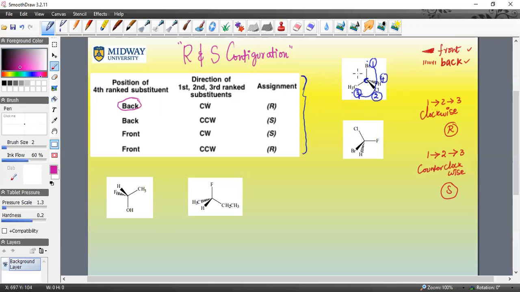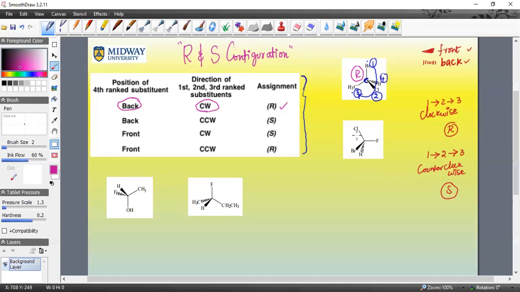And what is the rotation? What is the sequence of 1, 2, 3, whether it's clockwise or counterclockwise? 1, 2, 3 is clockwise, right? That's what we have here. So the assignment is R. Okay, since this is the first time, many of you, I assure, have looked at this, you may have to look at it more than once, but I'm assuring you this is the easiest way to keep track of this, and this is foolproof, okay? All right, let's go to the second one.